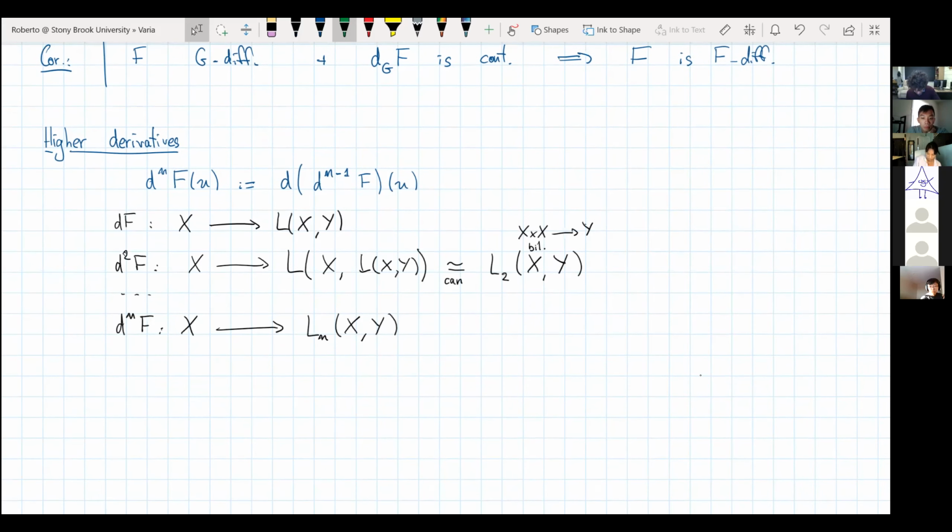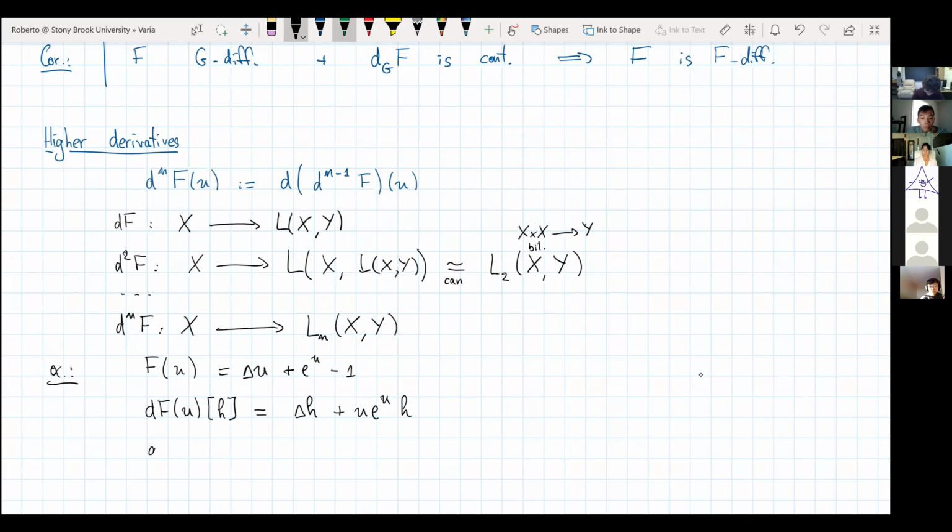And so for instance, still our example, f of u is Laplacian of u plus e to the u minus 1. df of u, again, we need to apply it to some element h. This is Laplacian h plus e to the u h. And now if you take a second derivative of that, now we need to apply it to h and k.